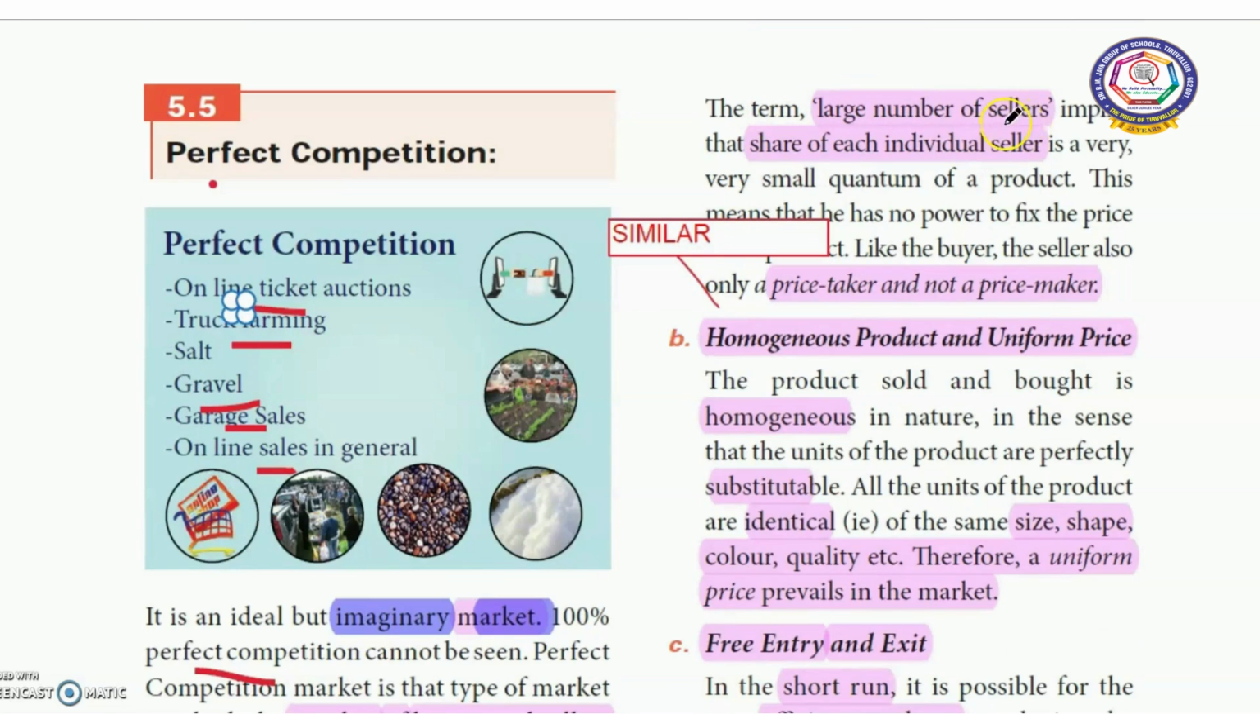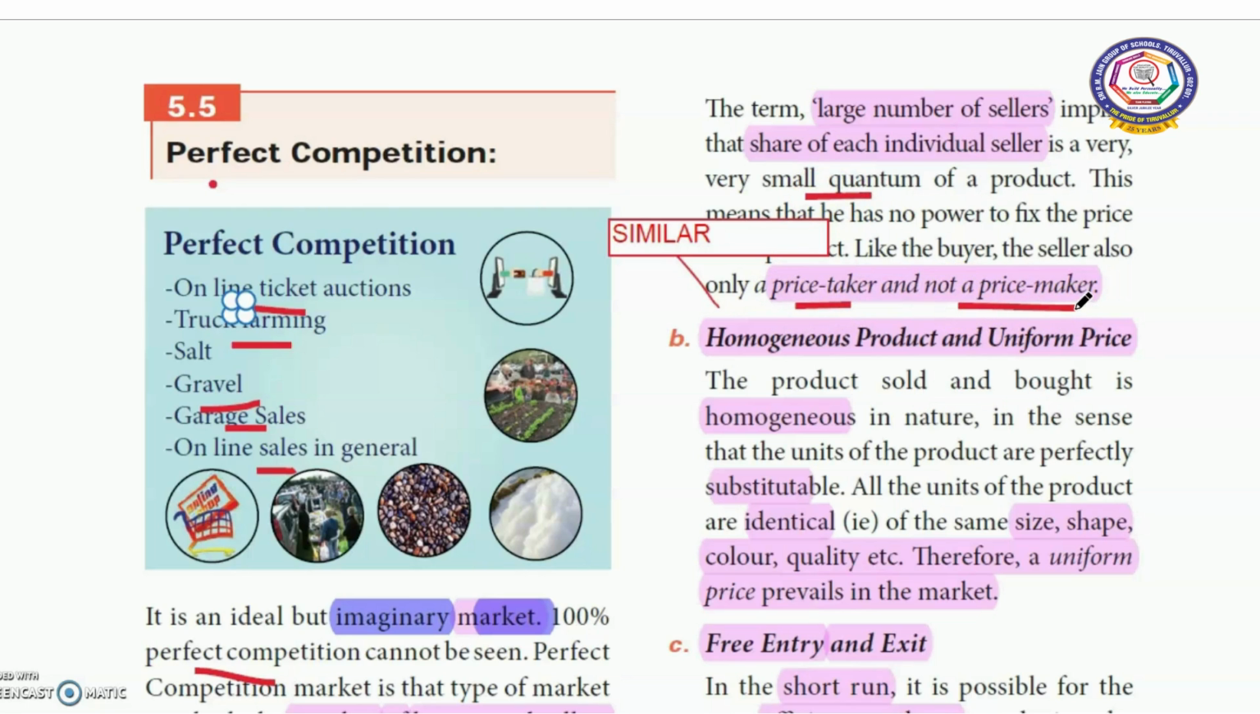Next, the term large number of sellers. The share of each individual seller is a very small quantum. We can see different types of shops in a market, isn't it? For example, if we are going to purchase rice, we can get rice from different shops in a market. In the same way, each seller is going to sell a small quantum of a product. So this means that he has no power to fix the price. Like the buyer, the seller is also only a price taker and not a price maker.